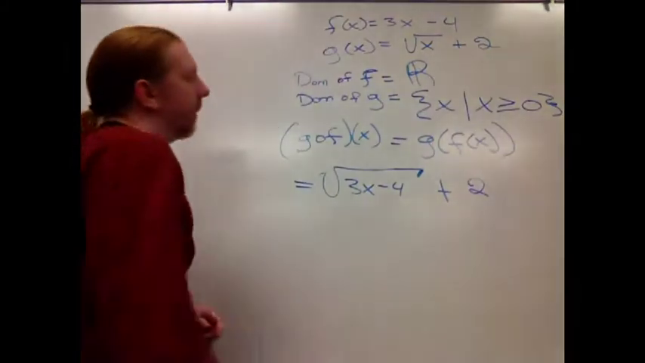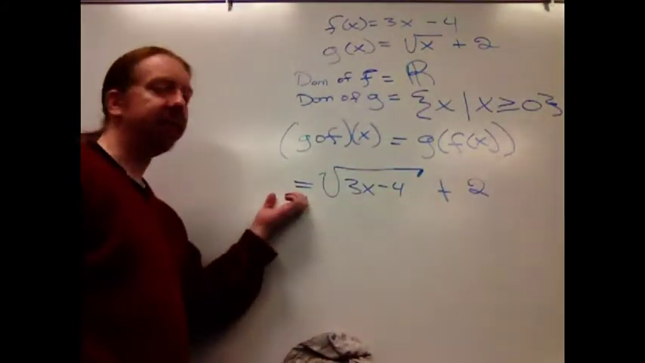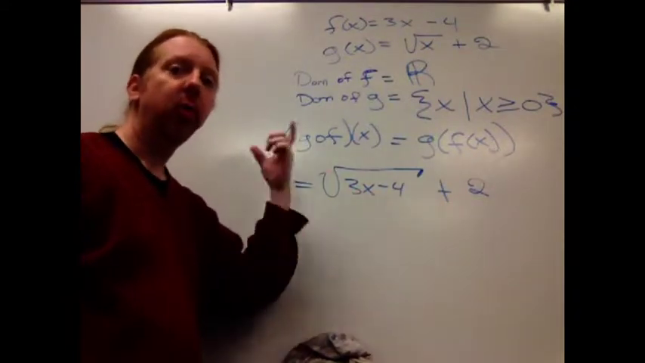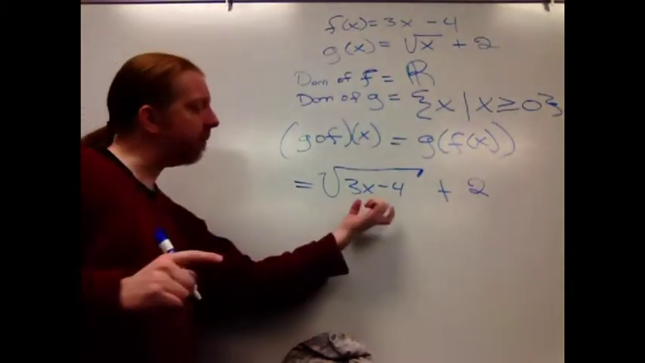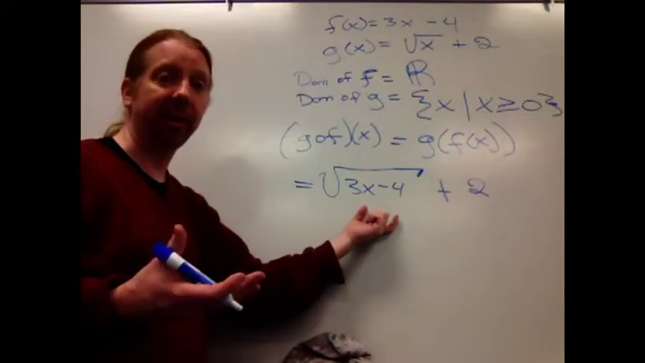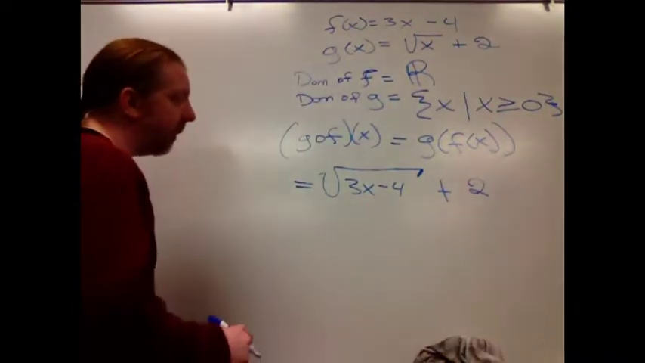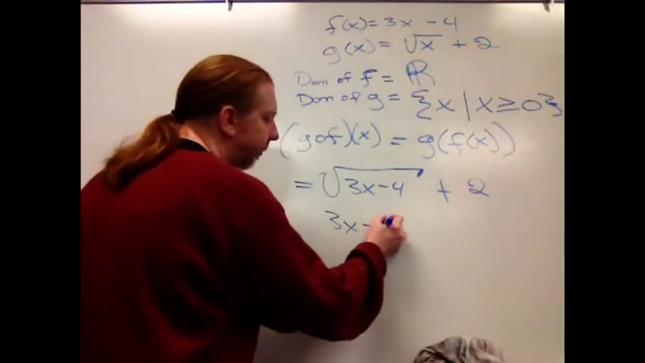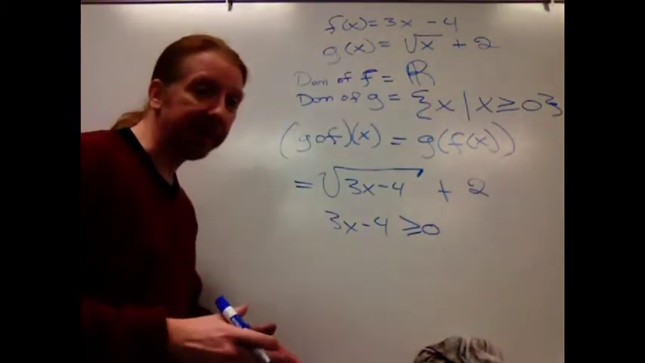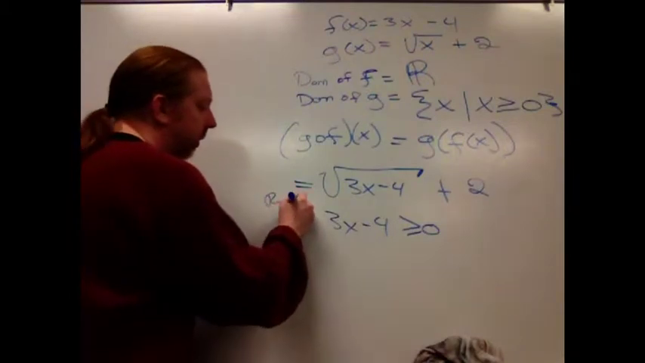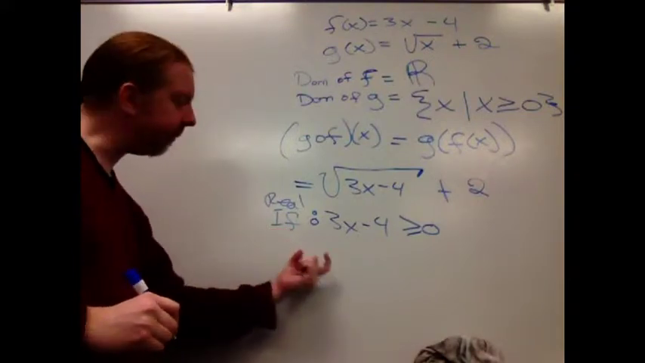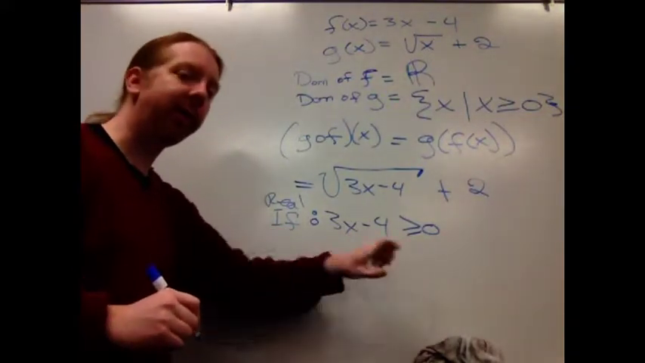So, now, when I look at this function, g of f of x, are there values that would make this negative? Because that would break it. When we talk about radicals, we want to know for what values this thing under here is going to kick out a negative number, which would result in an imaginary solution. So I'm going to say, well, 3x minus 4 must be greater than or equal to 0. As long as that happens, I will have real answers. This expression will be real if 3x minus 4 is greater than or equal to 0.